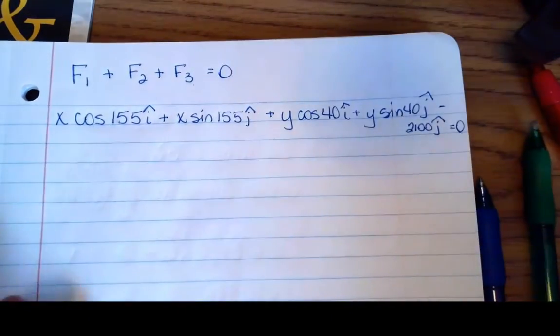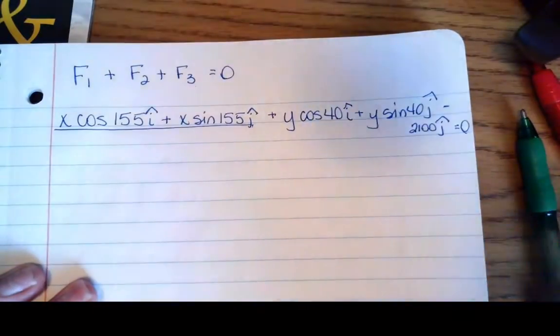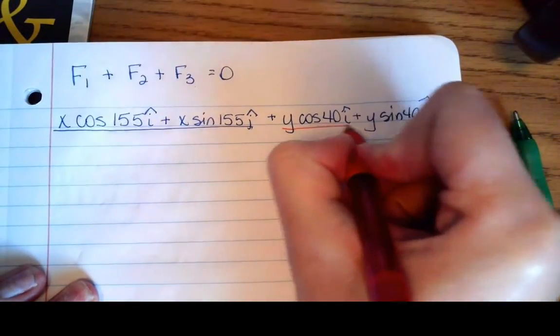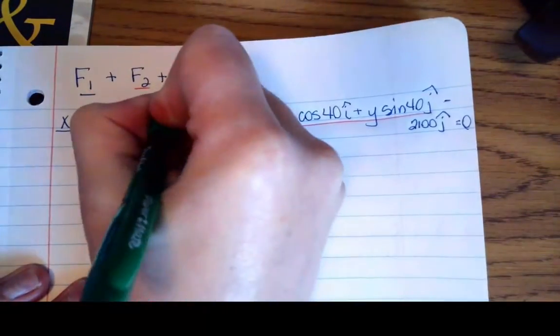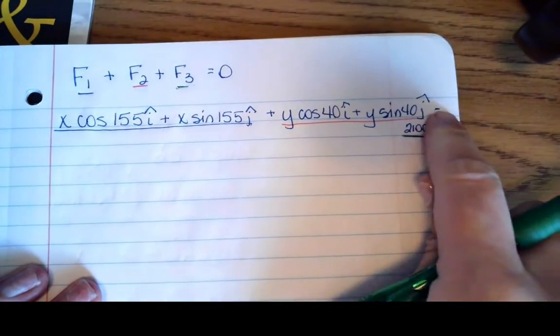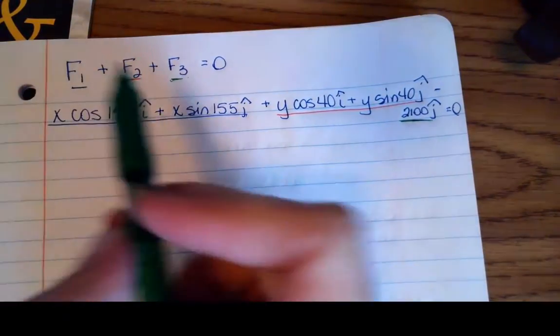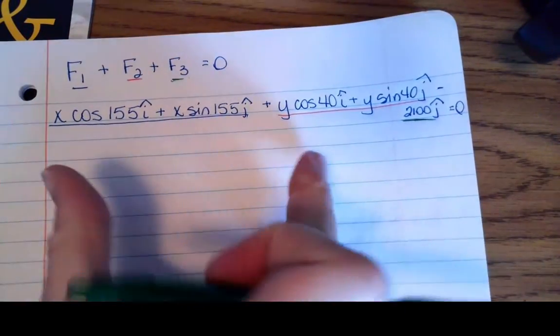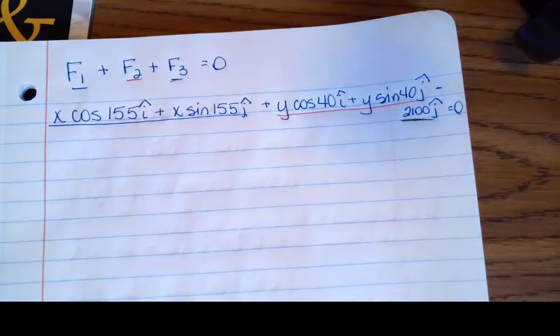So this is force 1. Force 1 was blue. Here's force 2, which was red. And here is force 3, which was green, and it's minus 2,100 J. And all those added together must be 0 because we've reached a state of equilibrium. There's no movement. All right, so what are we going to do? I am going to do what we've done before, and add up my I components, and add up my J components, and we're going to go from there.